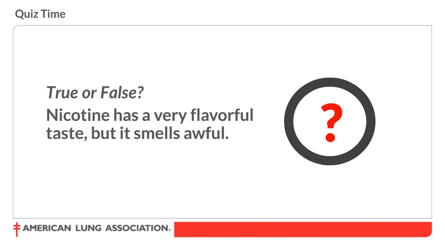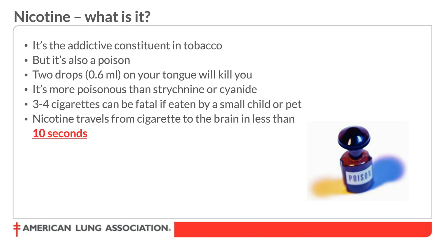So, true or false? Nicotine has a very flavorful taste, but it smells awful. The answer: false. Nicotine is odorless, tasteless, but very powerful and addictive. So what is nicotine? Nicotine is an addictive constituent in tobacco, but it's also poisonous. 2 to 3 drops, or about 60 milliliters, on your tongue can kill you. It's more poisonous than cyanide, and 3 to 4 cigarettes can be fatal if eaten by a small child or pet. Nicotine takes approximately 10 seconds to travel to the brain.